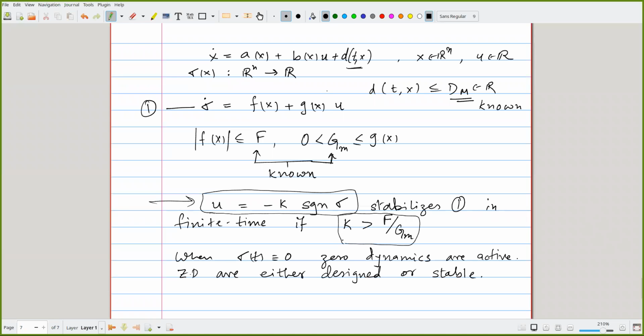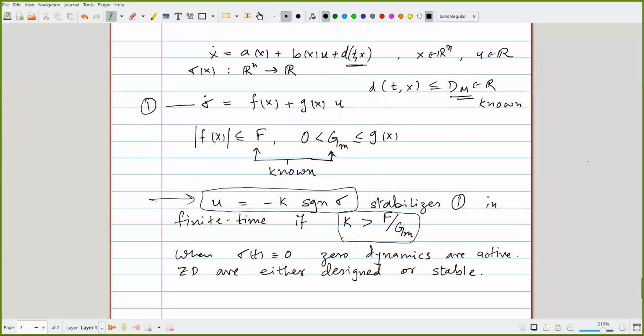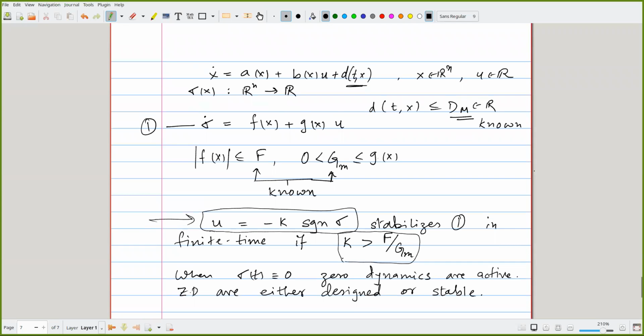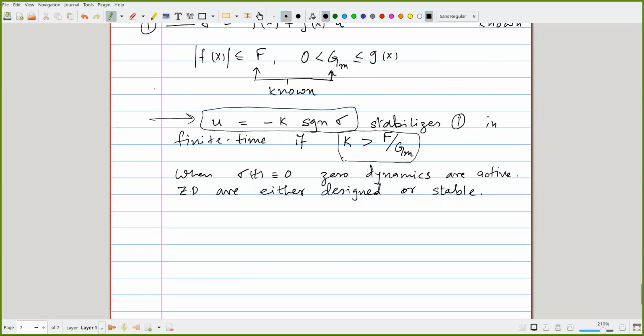Here we have not put any matched or unmatched condition on d x. So this disturbance has no condition apart from being bounded, and the bound being known. There is nothing else we have put. It is a very general problem, and we have proved theoretically that even with any kind of disturbance we can achieve finite time convergence on sigma.